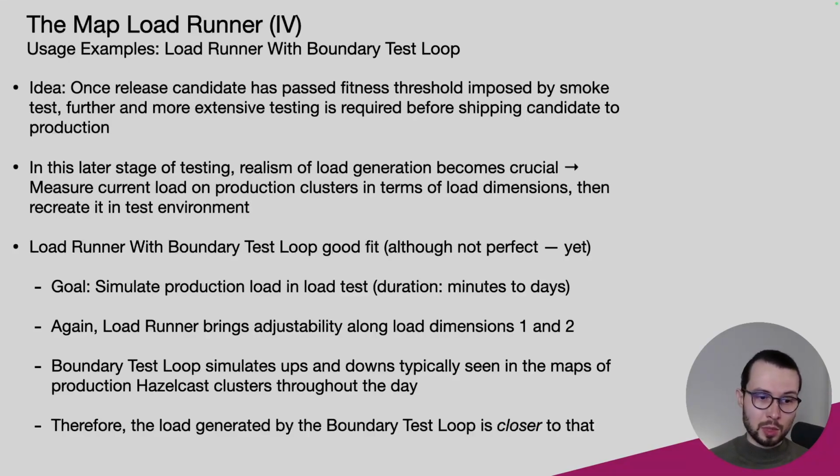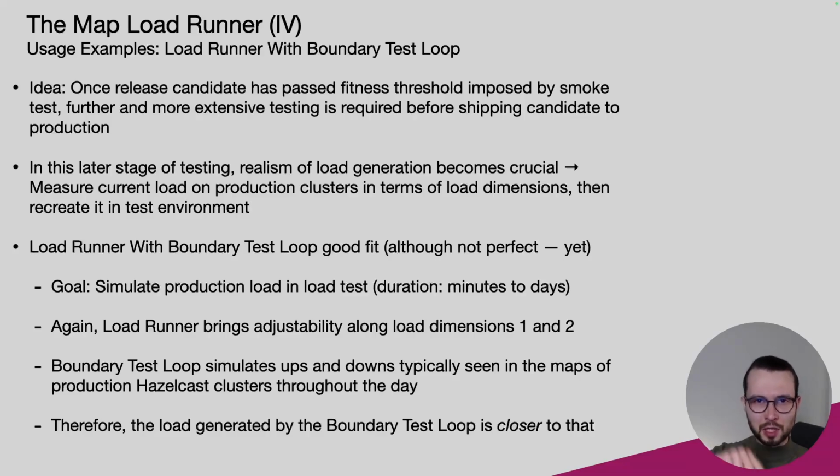And the boundary test loop simulates the sort of ups and downs that you typically see in the maps of a production Hazelcast cluster throughout the day. Only it does it a lot faster. Typically, the Hazelcast clusters of my clients see one maximum a day, obviously, and usage numbers are slowly climbing and then slowly declining. The boundary test loop does precisely this, only, again, a lot faster, because you don't want to wait 1 day for that maximum of, for example, the number of items in your maps to be reached. Ideally that's a bit faster, right?